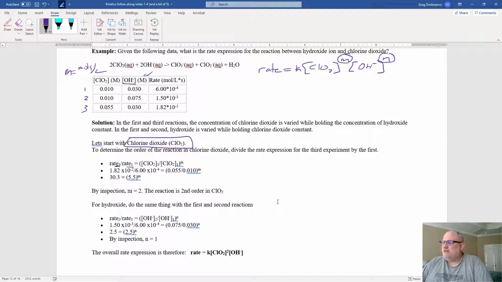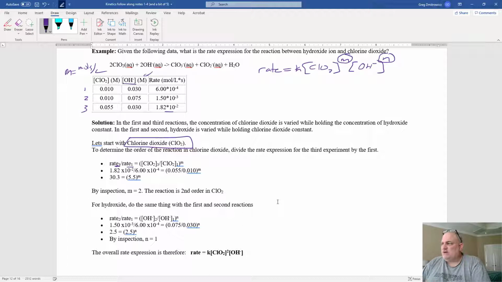Now let me remind you how this looks. So this is how you would do it from scratch. If you take a look, do you see how the rate 3 is 1.82 times 10 to the negative 2, and the rate 1 is 6.0 times 10 to the negative 4? This is bigger than this, which is why we put rate 3 on top of rate 1. By the way, all we're doing is comparing 2 runs. We could do it the opposite way, but no one likes working with decimals typically, so that's why we take the rate that's higher and put that on the top.